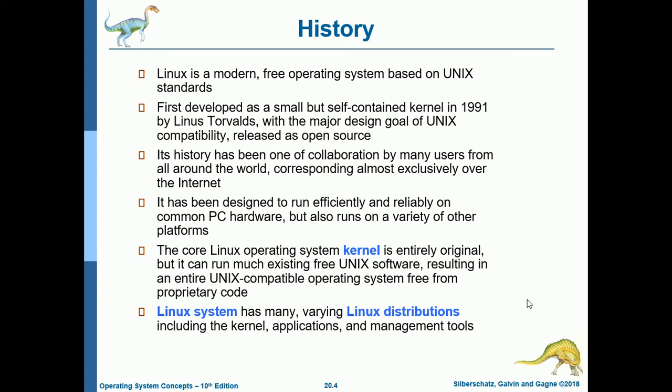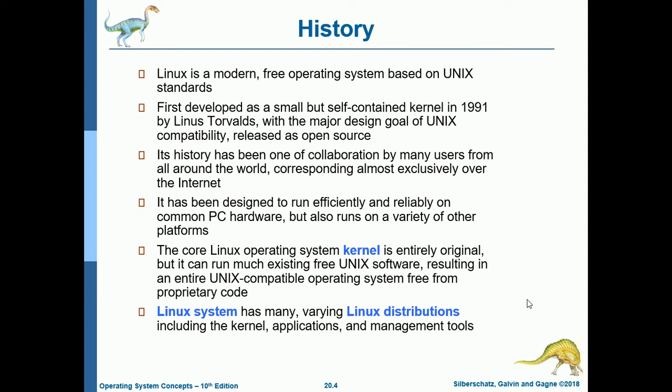For the history of the Linux operating system, Linux is a modern, free operating system based on Unix standards. It was first developed as a small but self-contained kernel in 1991 by Linus Torvalds, with the major design goal of Unix compatibility, released as open source. Its history has been one of collaboration by many users from all around the world, corresponding almost exclusively over the internet. The collaboration is so because it's a community.